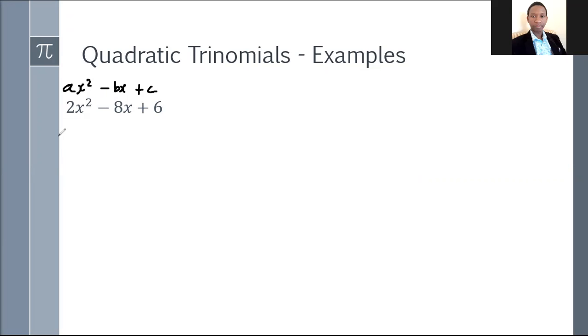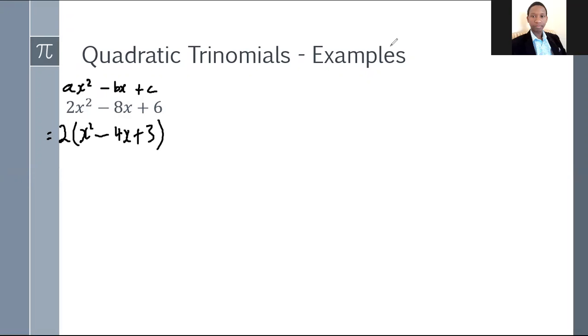Remember what I said? You need to factorize when A is not 1, and you do this first of all by the highest common factor method. So I'm going to take out 2 here. So this is equal to 2, and then what I'm left with is x squared minus, now 8x divided by 2 is not 6, sorry, my bad, 4x, plus 6 divided by 2 is just a 3.